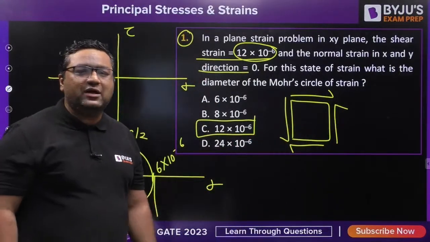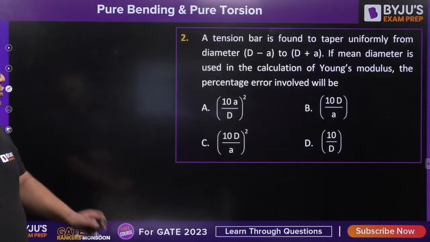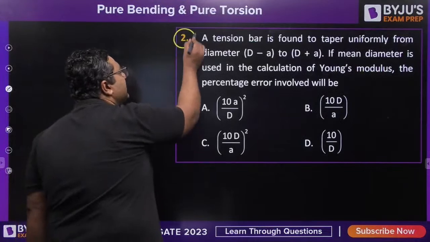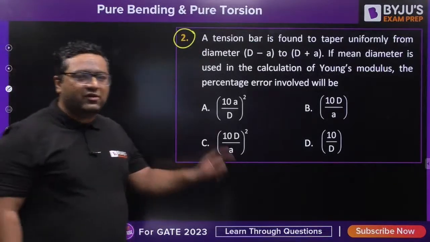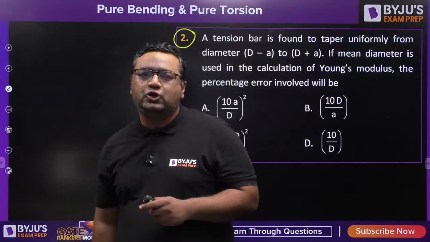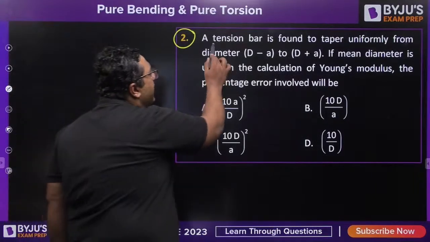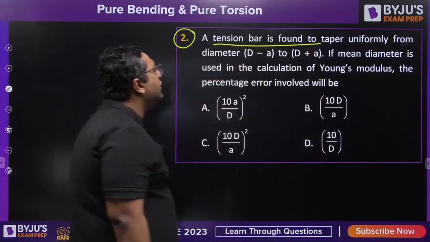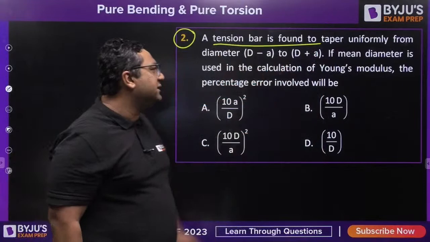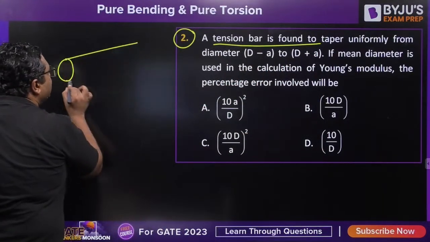Wonderful, guys. The next question is related to simple stress and strain. This question was pending from the first class, because in the first class we discussed some theory also. So you can see a tension bar is found to taper uniformly from D minus A to D plus A. So there is a taper bar whose diameter is varying like this.